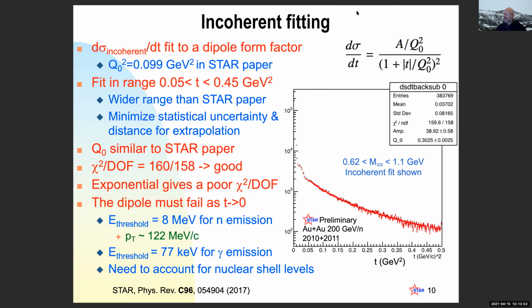You would expect to see that reflected in some change in the cross section in d sigma incoherent dt. There's also a threshold of 77 keV for photon emission. That's the lowest excited level of gold. And essentially, in this region here, you probably need a more sophisticated approach that accounts for nuclear shell levels, but we don't have that yet. So I'm using the dipole, taking note of these problems.